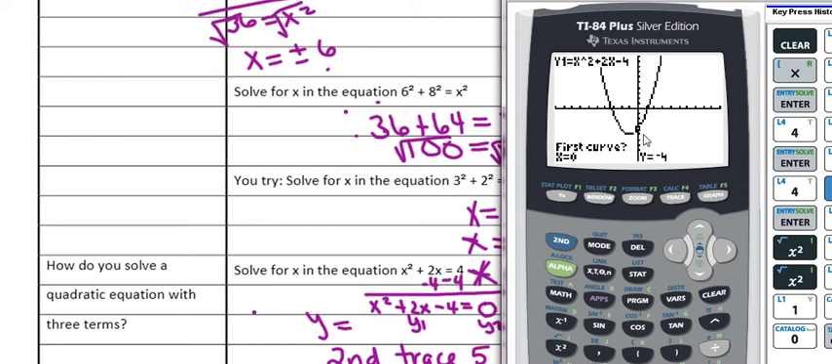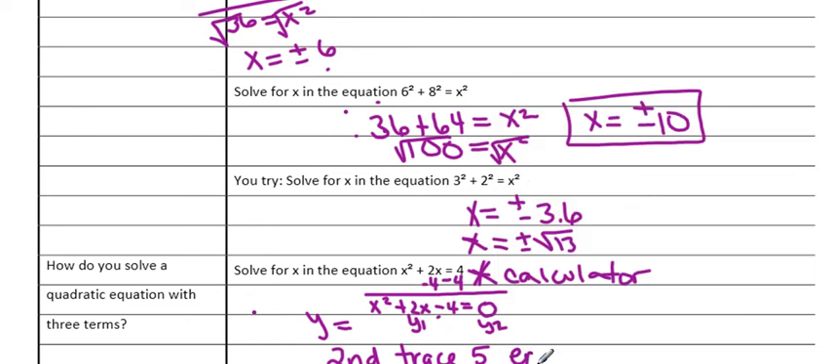And then you're going to move the little toggle to the right until it's over here above the x-axis. So you would press enter 3 times. Second, trace 5, enter, enter, enter. See where it says intersection x is 1.24. That's our first value. So x equals, we'll say 1.24.